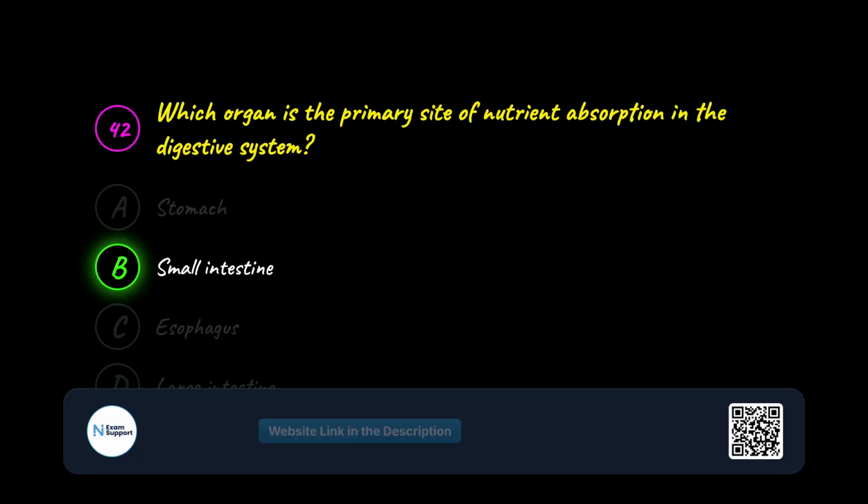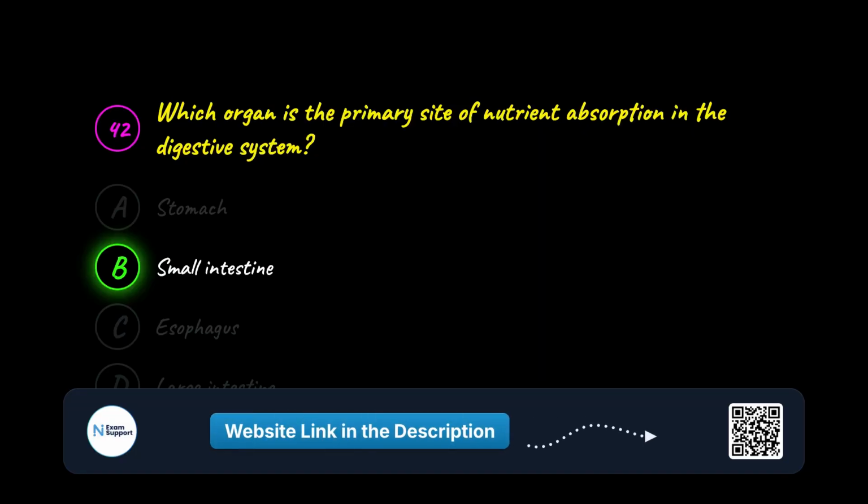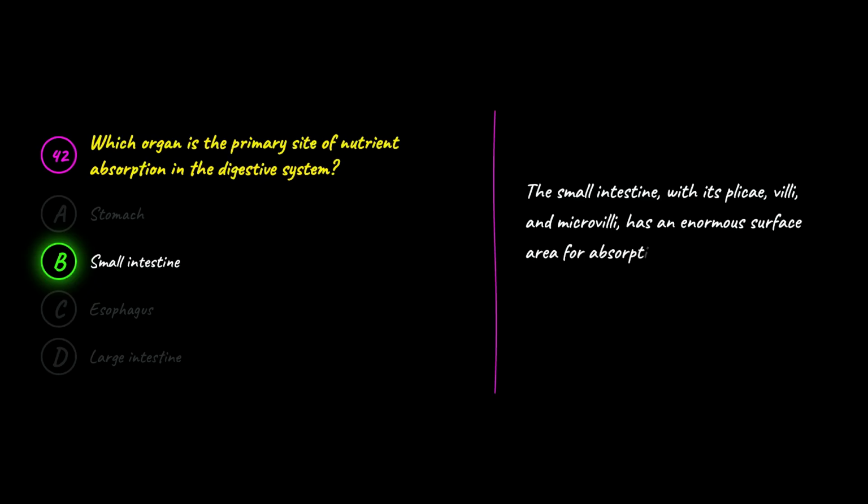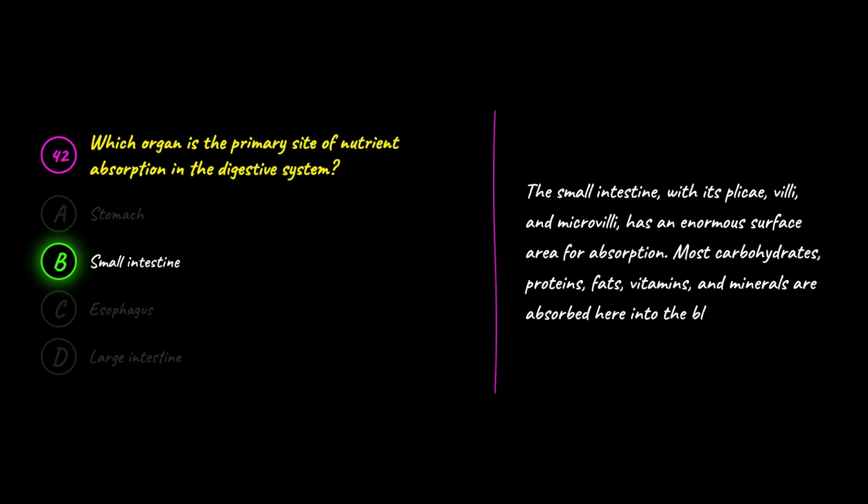The correct answer is B. Small intestine. B is correct because the small intestine, with its plicae, villi, and microvilli, has an enormous surface area for absorption. Most carbohydrates, proteins, fats, vitamins, and minerals are absorbed here into the blood and lymphatic vessels.